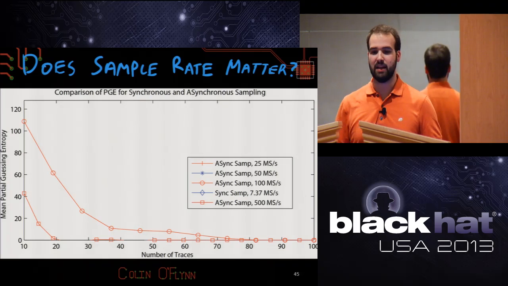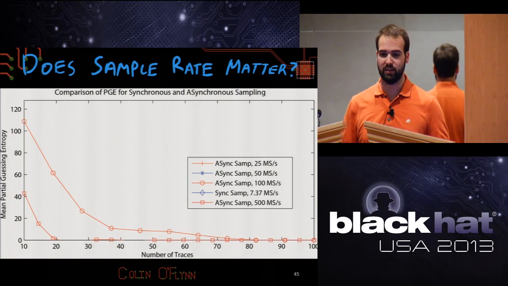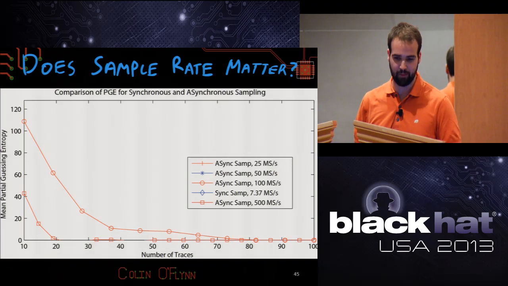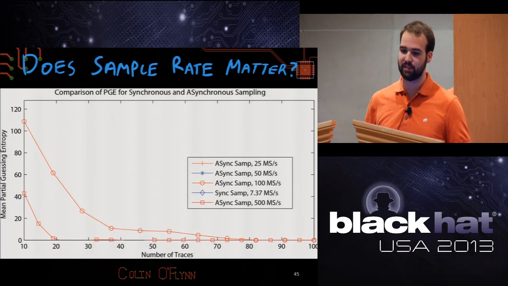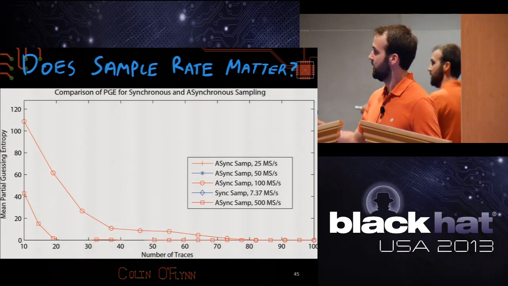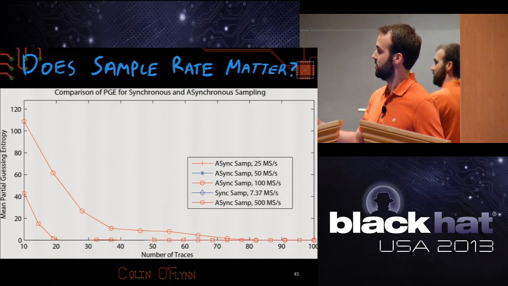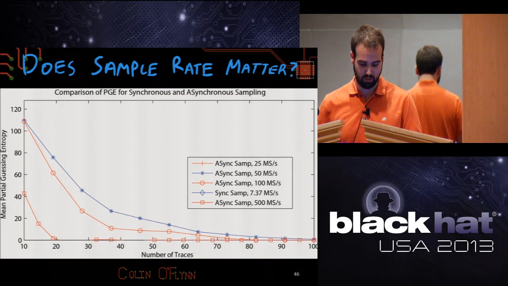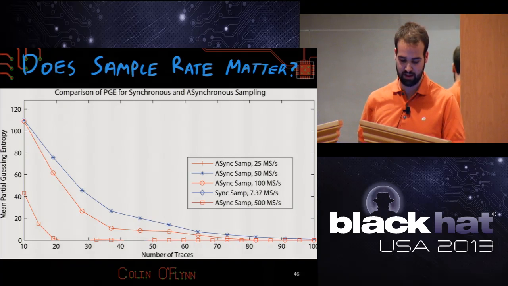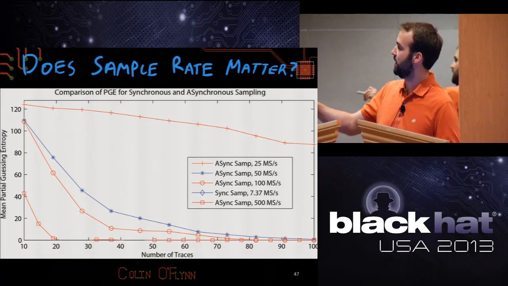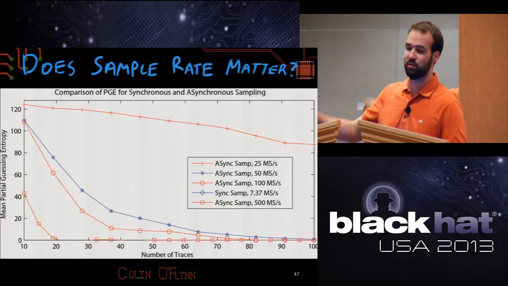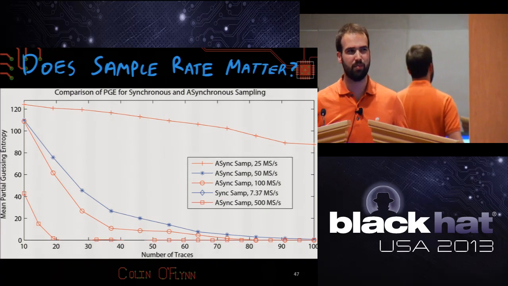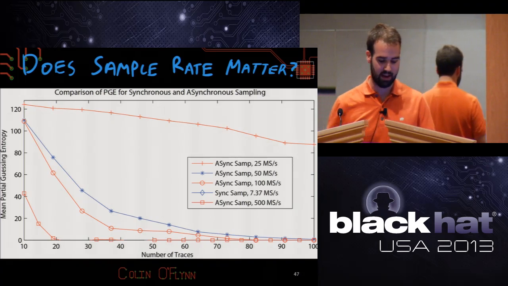Doing software AES, so a very, very simple target. This is nothing complicated at all. As you decrease the sample rate, so you get a cheaper scope, this line increases. So when we go to 100 megasamples per second, it gets a little worse. When we go to 50, a little worse than that. And at some point here, 25, you can see this line is decreasing very slowly. So we've basically lost the ability to do the attack.